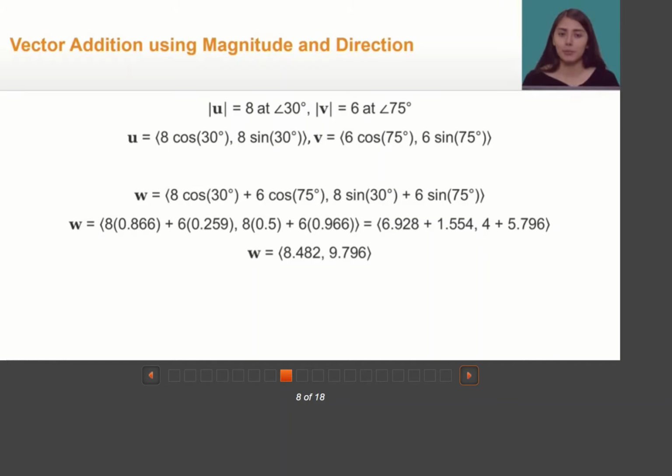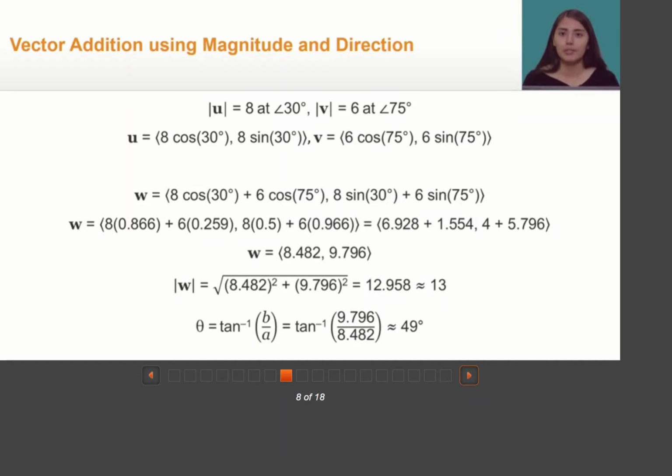When we convert back to polar form, we see that the magnitude of w is approximately 13 units and the direction angle is 49 degrees, which is what we expected.